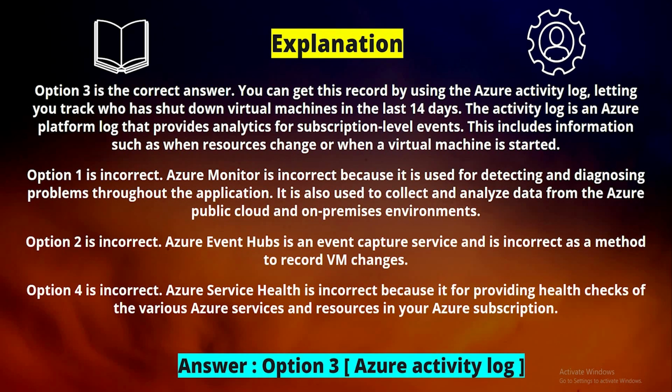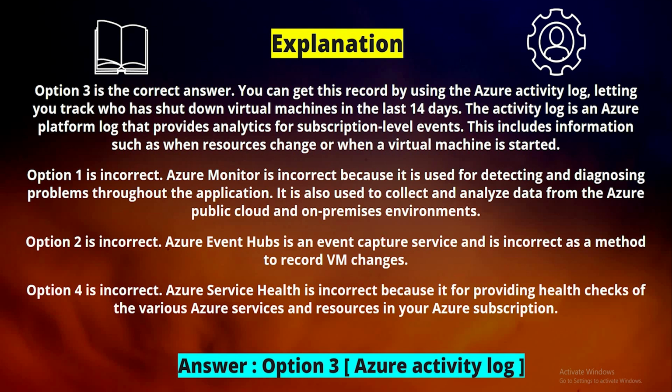Explanation. Option 3 is the correct answer. You can get this record by using the Azure Activity Log, letting you track who has shut down virtual machines in the last 14 days. The Activity Log is an Azure platform log that provides analytics for subscription-level events. This includes information such as when resources change or when a virtual machine is started.